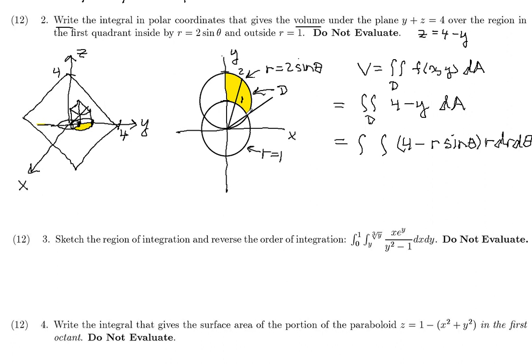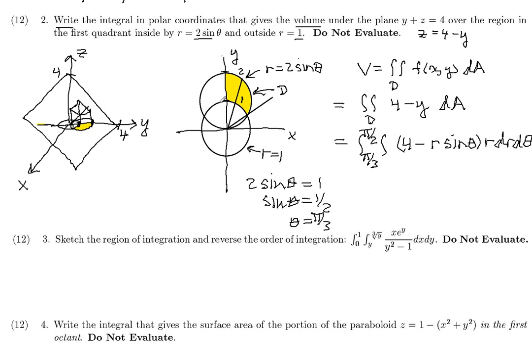This angle here is where the two circles intersect. So that's going to be where r equals 2 sine theta is equal to r equals 1. You set the r values equal to each other. So sine theta is 1/2, and that means theta is pi over 3. At least that's the first quadrant angle. So our theta limits on the outside here are pi over 3 and then pi over 2. That one's easy to tell.